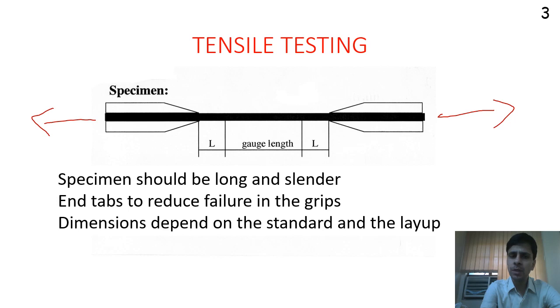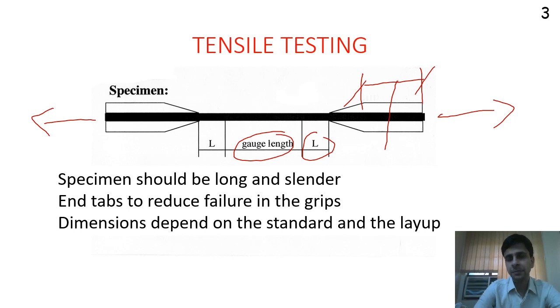First, the specimen should be long and slender. Why? I will come back to that in a few minutes. You have to put end tabs to reduce failure in the grips. For example, if I apply a load as shown by the arrows, my sample should not fail here. If that happens, it probably means that my testing method was faulty. The next question you logically ask is, what should be the gauge length? What should be this L? What should be the length of the end tabs?